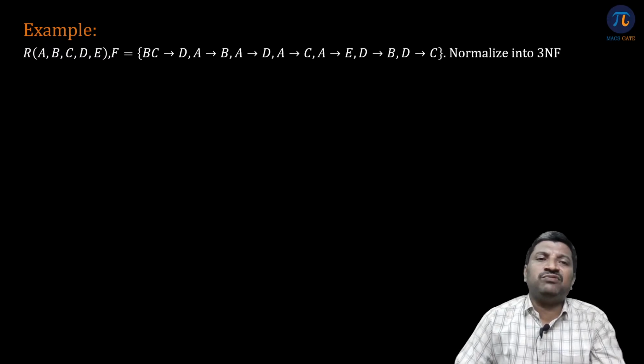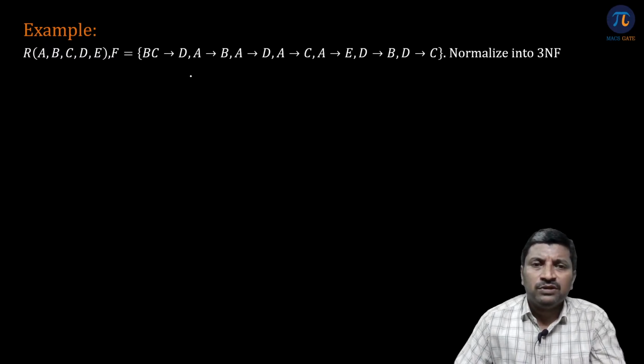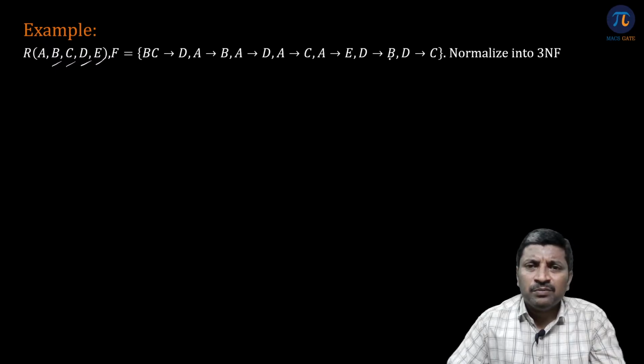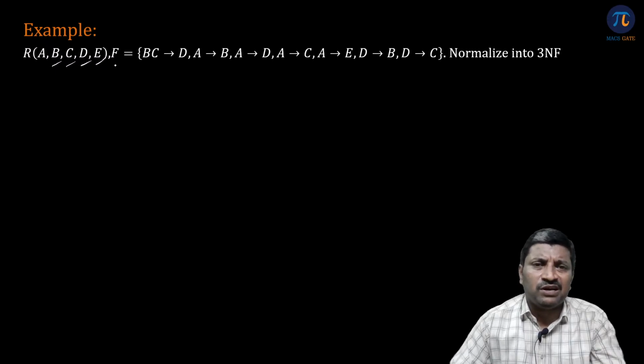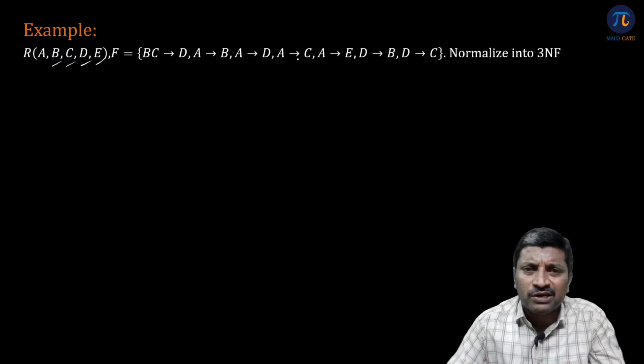So let us consider one more. D is present, sir. B is present. D already verified. C is present. E is present. BC is present. BC already verified, sir. I think A is not present on the right side of any dependency.